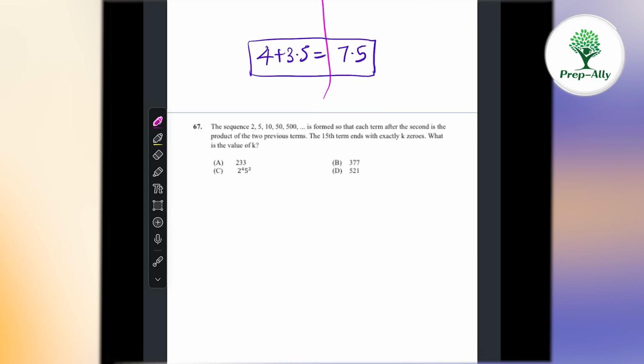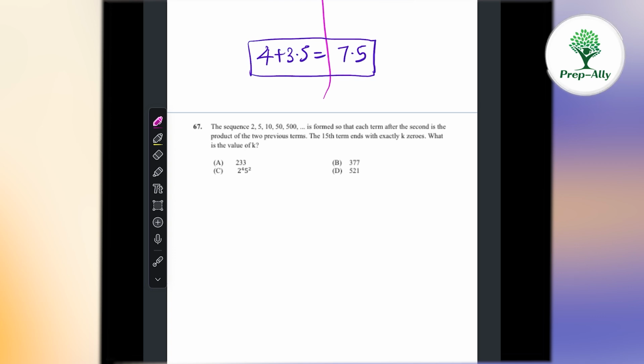So in the seventh question, we're told that the sequence 2, 5, 10, 50, 500 is formed so that each term after the second is a product of the two previous terms. And the 15th term ends with exactly k zeros. What is the value of k?